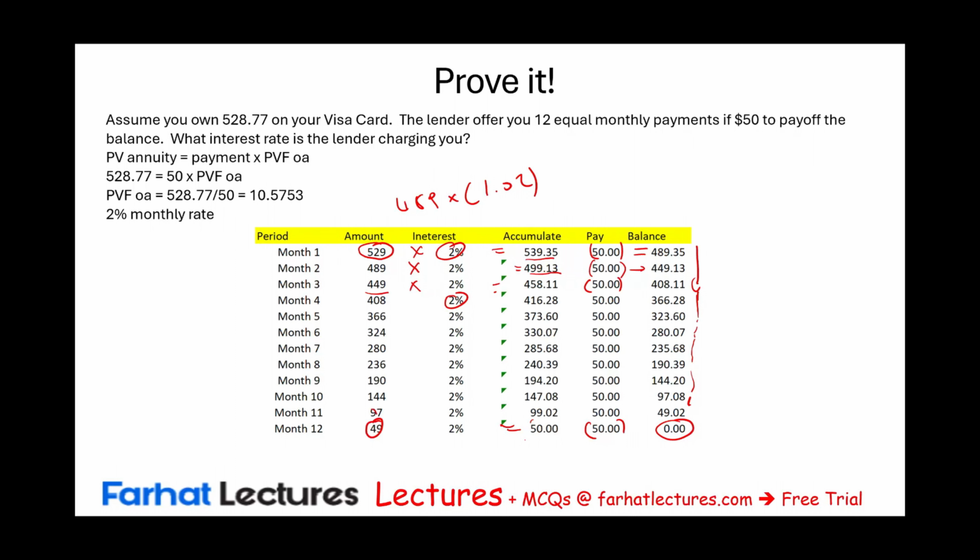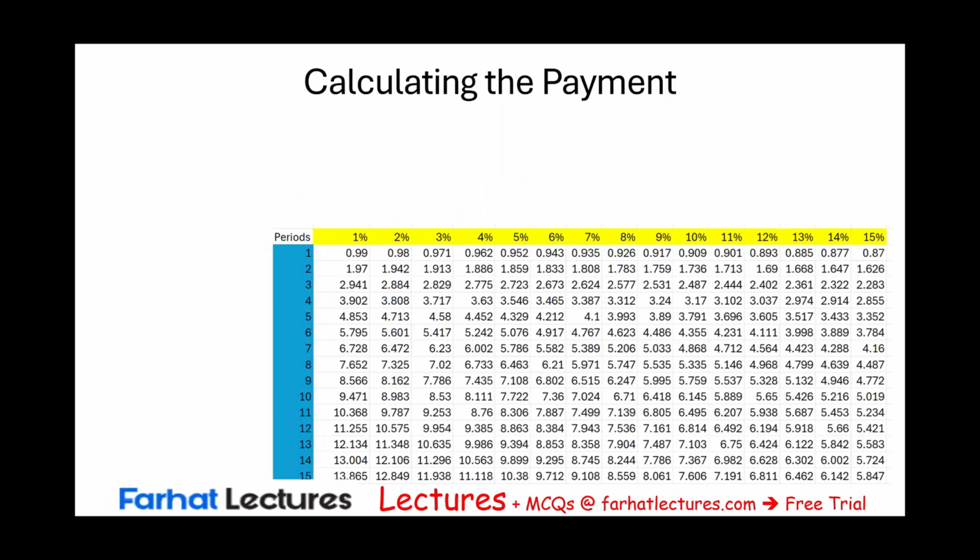They're charging you 2% on this loan, because they don't tell you. They told you, look, we'll accept a $50 payment for the next 12 months and we'll wipe out your balance. But they did not tell you the interest. You could figure out the interest. Sometimes you have to compute the payment in an annuity.